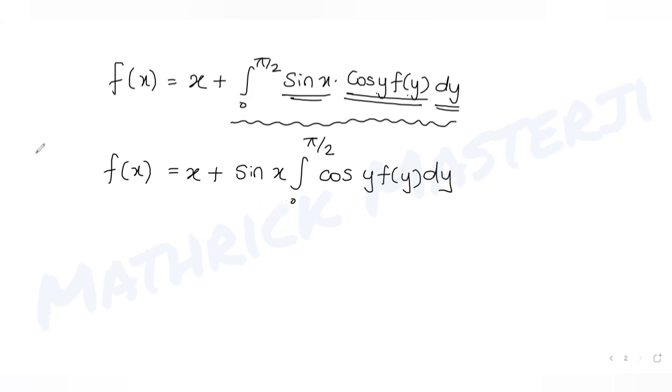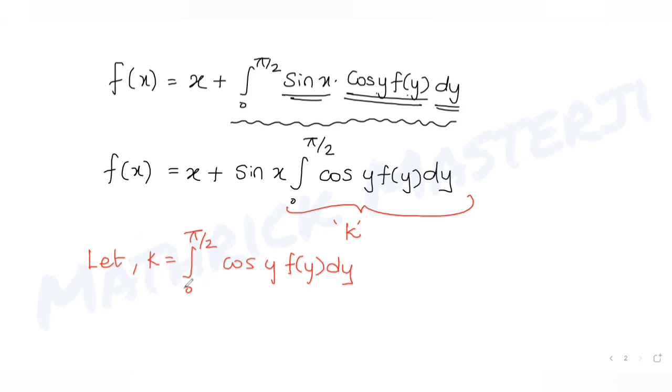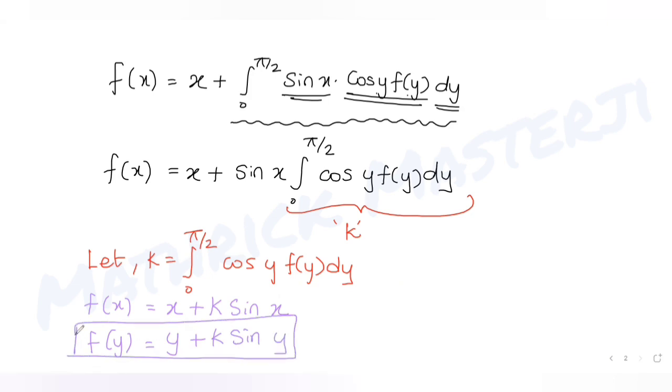Now let's say I put this entire integral as some value k. Applying the limits will give you a constant value. So let k be the integral from 0 to pi over 2 of cos y f of y dy. Once we put that as k, my function f of x becomes x plus sine x into k, so it becomes x plus k sine x. Similarly, instead of x, if I want to find f of y, I can just put y everywhere instead of x. So you get y plus k sine y. This becomes your f of y.